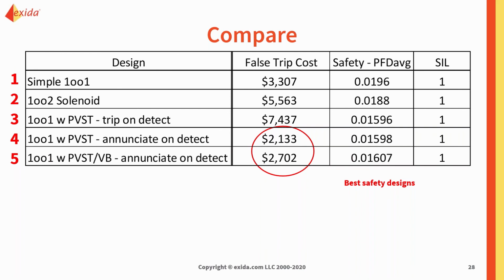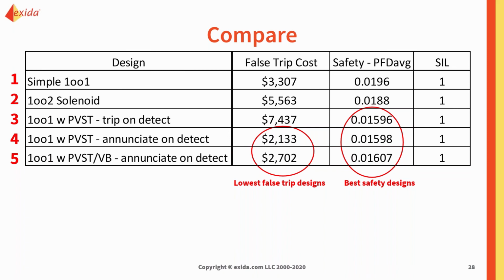Wait a minute. Our objective with the other designs was to improve safety, right? We'll take a look at the PFD average column. We started out with 0.0196. We chose to put in 1 out of 2 solenoid valves on our next design, and wow, we didn't improve safety much at all. Cost went up. We put in a PVST with trip on detect, and that was the best of our designs from a safety standpoint, but the false trip rate and the cost skyrocketed.